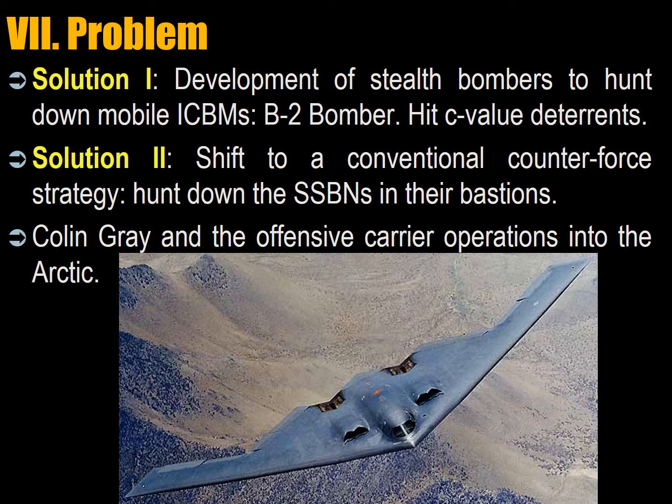The second solution was to shift to a conventional counterforce strategy. Colin Gray was a British Canadian who worked in the Pentagon in the Office of Nuclear Targeting. And he proposed a plan in which the Allies, the Americans, the British and French, would create a large carrier force, up to 6 aircraft carriers, move it up the Norwegian coast into the Barents Sea, wipe out the Soviet fleet, and then protect fleets of hunter-killer submarines as they chased and destroyed the Soviet ballistic missile fleet.